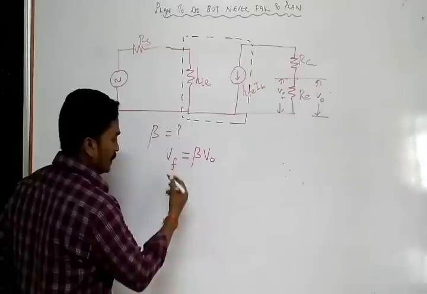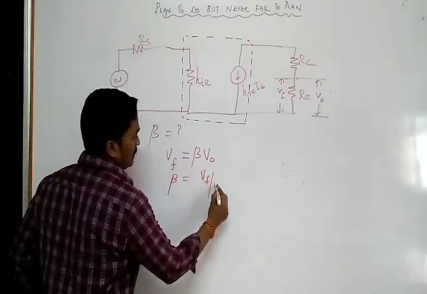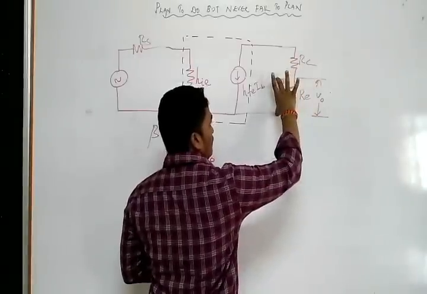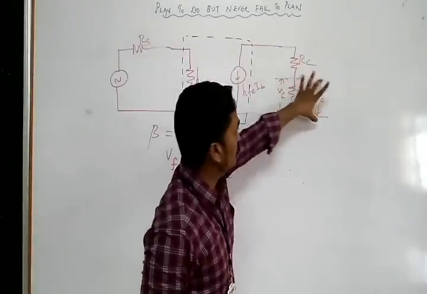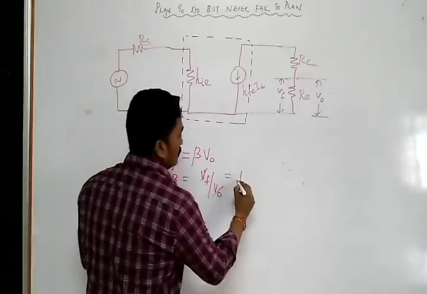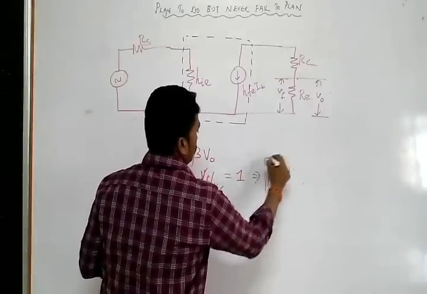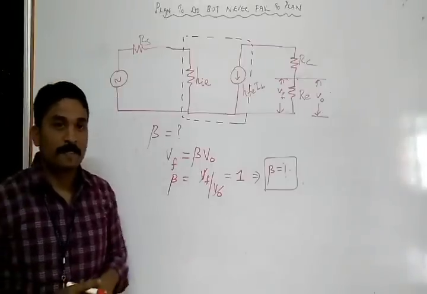Okay. And from this, beta is equal to Vf by V0, and both V0 and Vf drops are across the RE terminal, so V0 is equal to Vf, so both get cancelled. I get beta is equal to 1. Beta value is equal to 1.